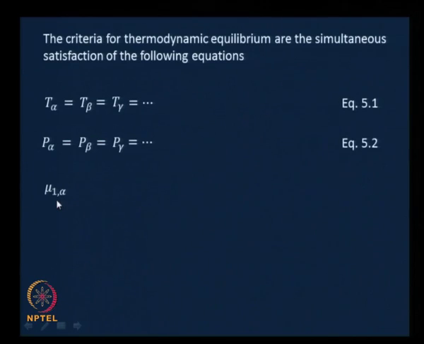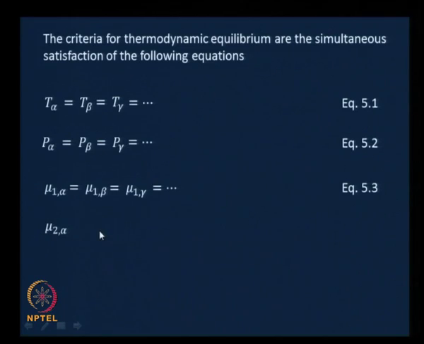which is that the chemical potential of any component in any phase must be equal, or in other words, the chemical potential of a certain component i in all the phases must be equal. In other words, mu 1 alpha, which is the chemical potential of component 1 in the alpha phase, must equal mu 1 beta, must equal mu 1 gamma and so on. We call this equation 5.3.